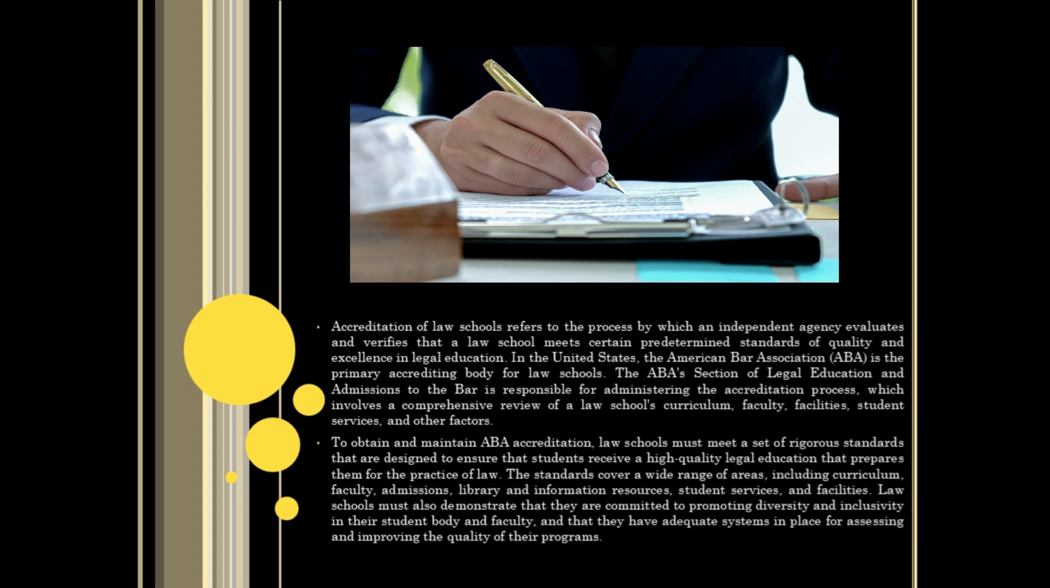The ABA's Section of Legal Education and Admissions to the Bar is responsible for administering the accreditation process, which involves a comprehensive review of a law school's curriculum, faculty, facilities, student services, and other factors. To obtain and maintain ABA accreditation, law schools must meet a set of rigorous standards that are designed to ensure that students receive a high-quality legal education that prepares them for the practice of law.